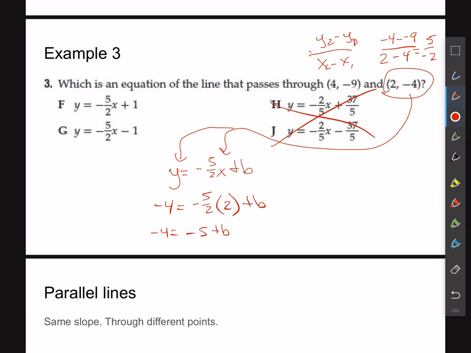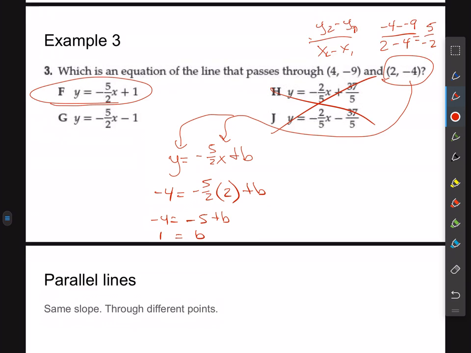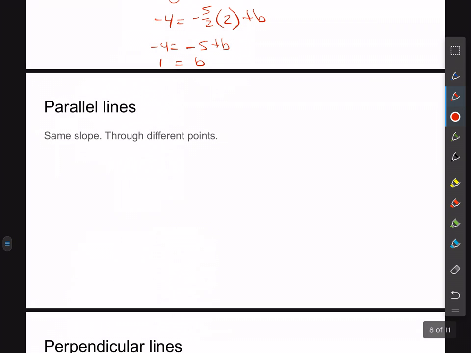plus b. So then b is equal to, if I add 5 to both sides, 1. And it's positive. So the only one that matches would be this guy. All right, so that's example 3.